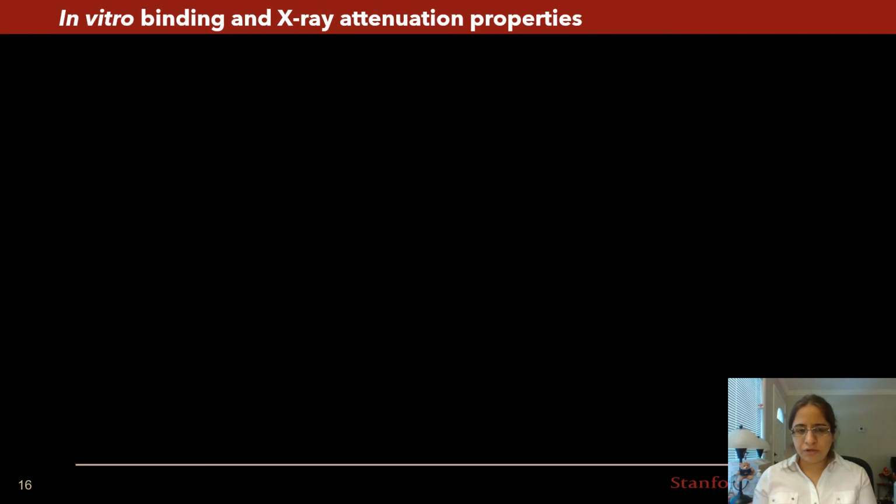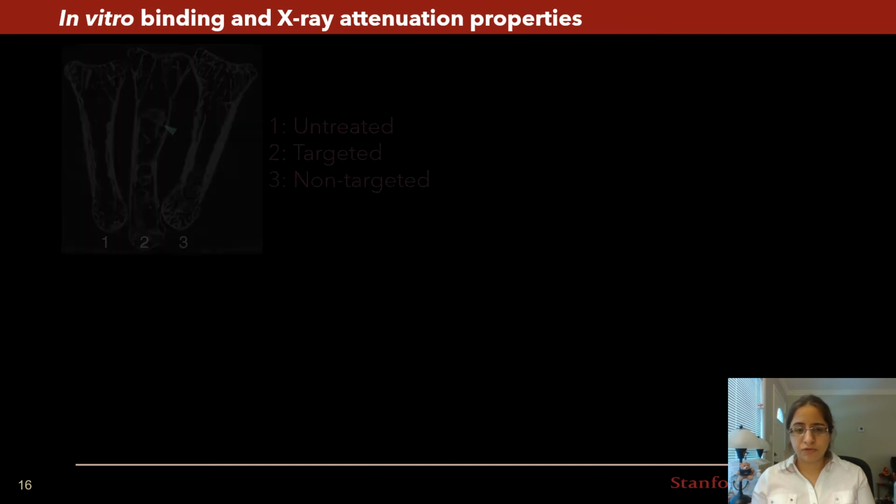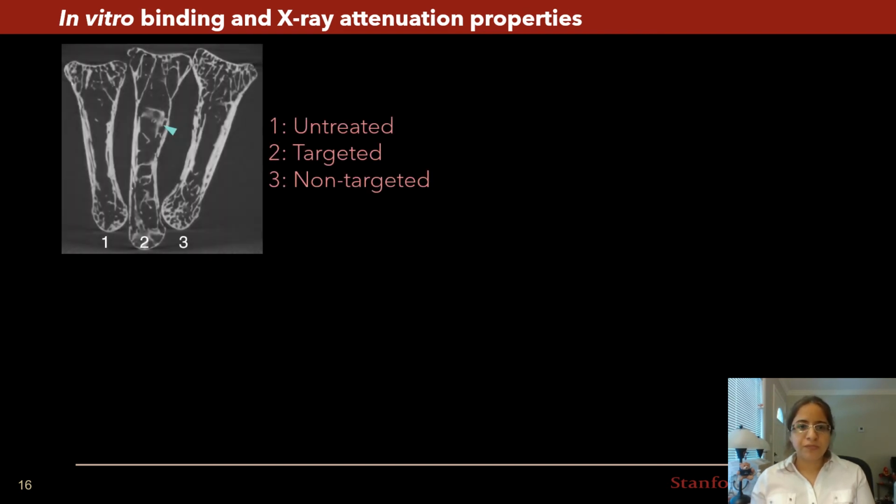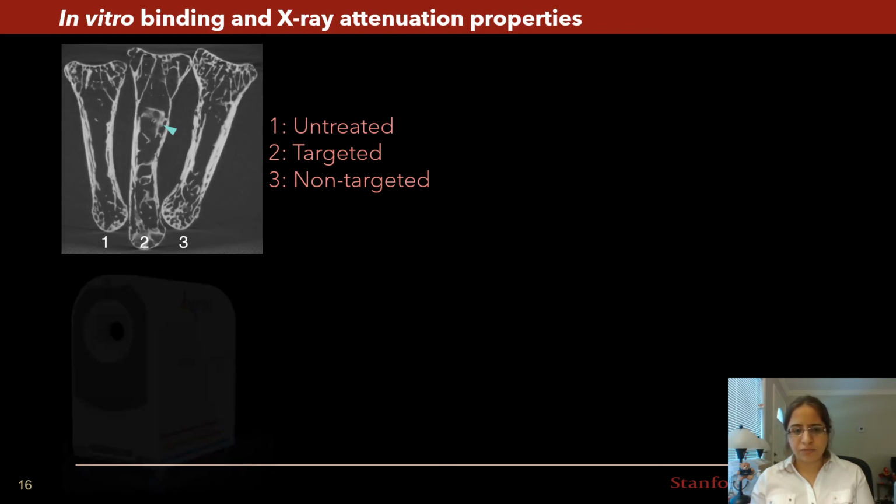Up to here, I hope I convinced you that these particles can bind to the microdamages, but then can they be imaged using the actual bone sample in vitro and also probably in vivo? So here is a micro-CT image of the targeted particle versus the untreated sample and non-targeted particle, where the black and white image actually demonstrates the attenuation of the signal only in the targeted sample.